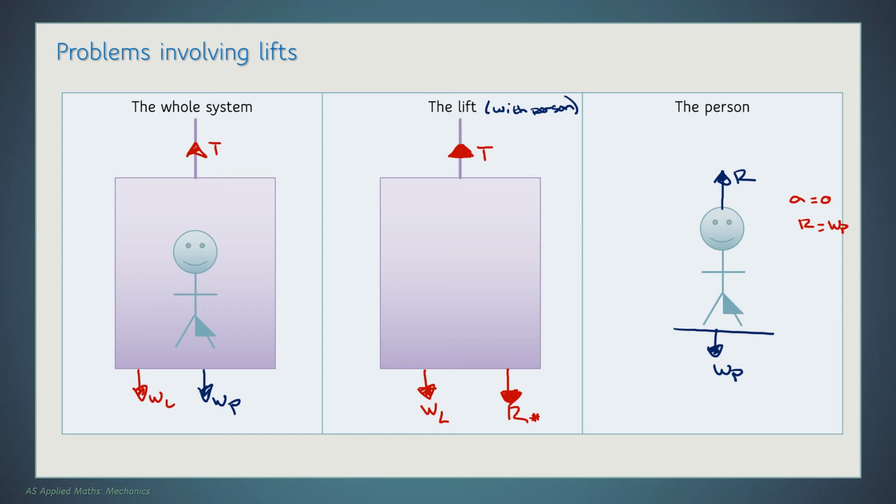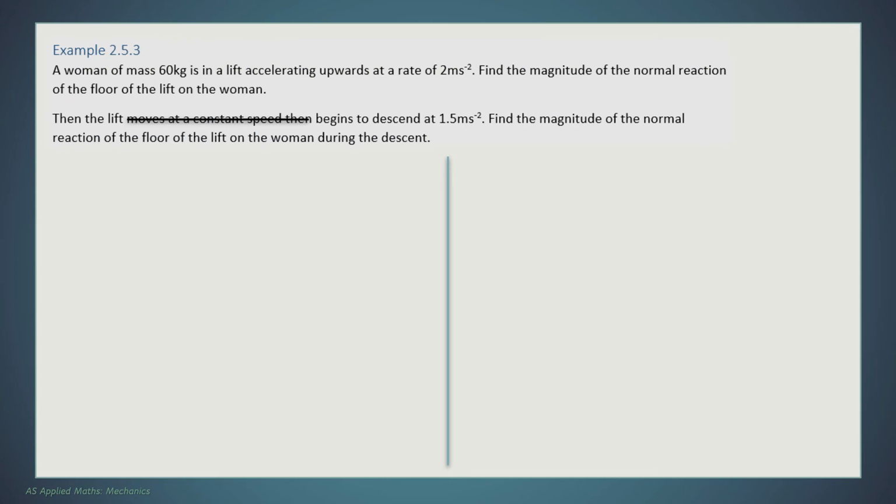And it's about focusing on which force acts on which particle, and in this situation we need to also consider the surface as well as the person that is inside. Let's have a look at the example. So looking at example 2.5.3 and applying the information that we've just talked about with lifts to this question. We've got a woman of mass 60 kilograms in a lift accelerating upwards at a rate of 2 meters per second squared. What I should have said when we were looking at the last section is the acceleration of the person in the lift is going to be exactly the same as you would expect. In this question, find the magnitude of the normal reaction of the floor of the lift on the woman.